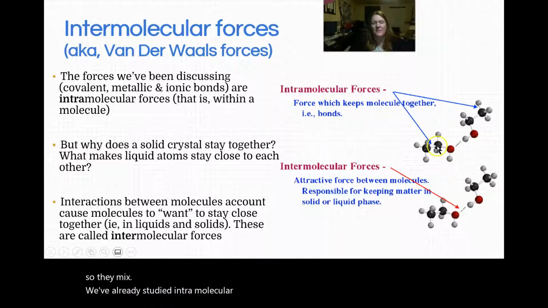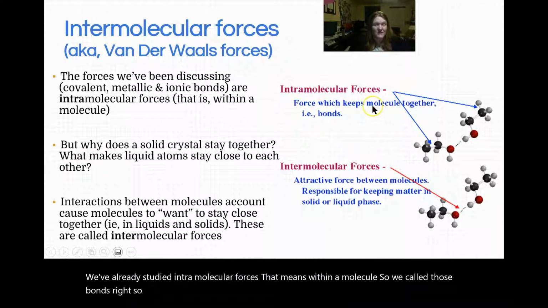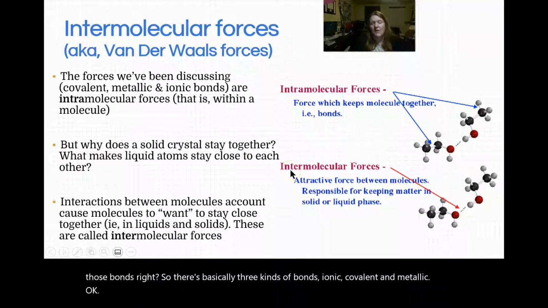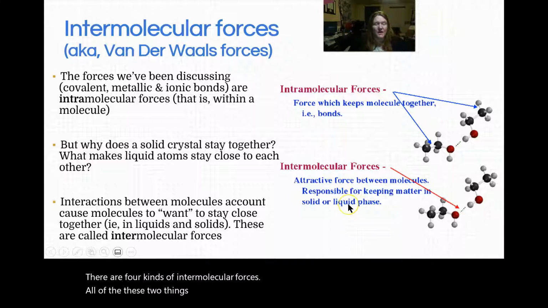Okay? We've already studied intramolecular forces. That means within a molecule, so we called those bonds. Right? So there's basically three kinds of bonds: ionic, covalent, and metallic. Okay? There are four kinds of intermolecular forces. All of these two things together will dictate all of the properties of every piece of matter. So that's why we study it.